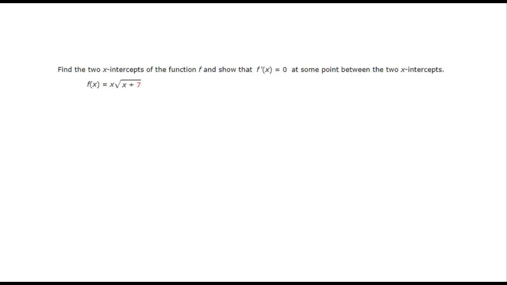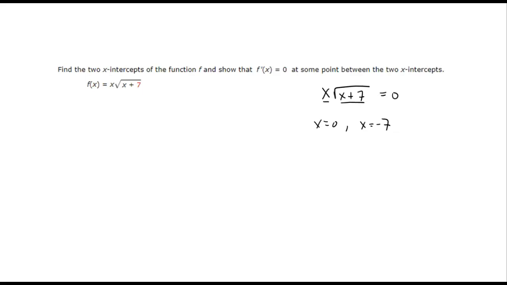Find the two x-intercepts of this function and show that the derivative is 0 between the two x-intercepts. Okay, so first, let's just find the intercepts. We set the function to 0, right? Algebra stuff. And we solve, and you should get x equals 0 and x equals -7 by setting each factor to 0.